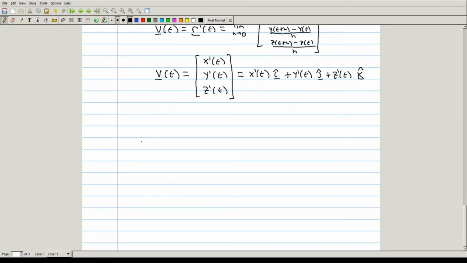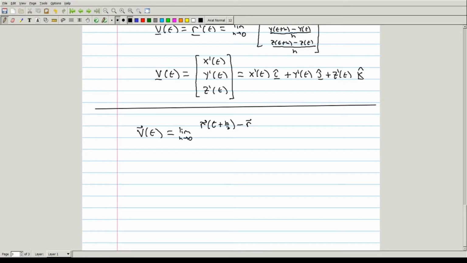The other thing that I want to note is that, as long as this limit exists, we can define this limit in a number of different ways. Right? For instance, if you wanted to define or approximate the velocity vector at a point, you want to define it as the limit as h goes to 0 of r at t plus h over 2 minus r at t minus h over 2, divided by h, or the total distance between those 2 points.